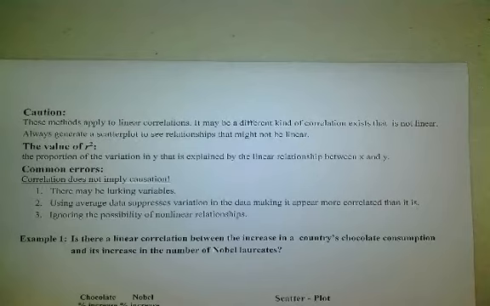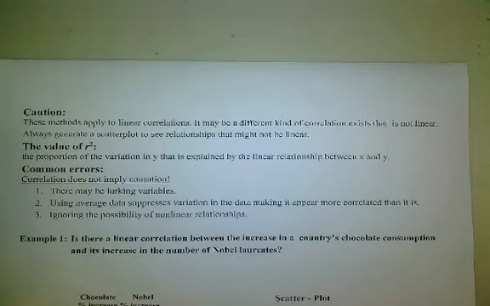A few cautions. These methods apply to linear correlations. It may be a different kind of correlation that exists that is not linear. For example, it could be quadratic. Quadratic is like the shape of a parabola. And if you don't have the whole parabola, if you've only got the left part or the right part, it may look fairly linear when in fact it is quadratic.